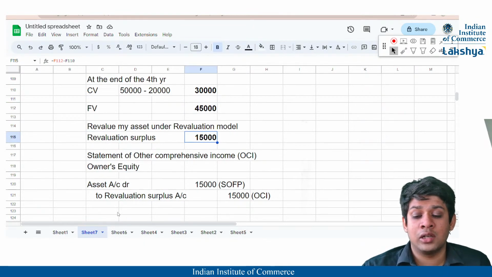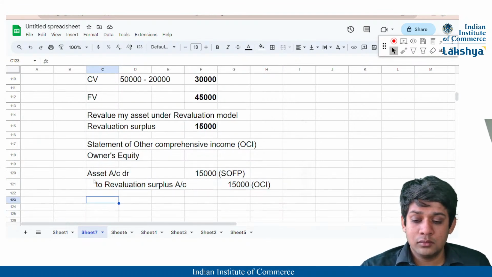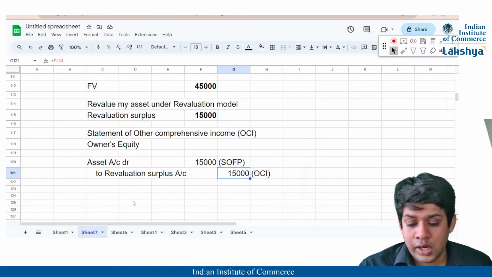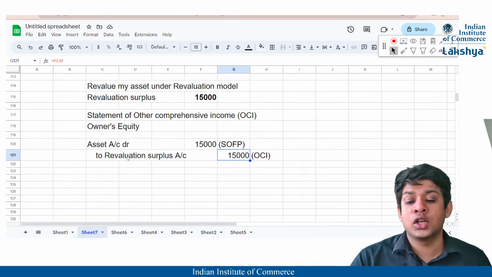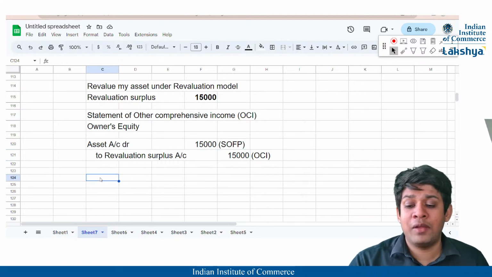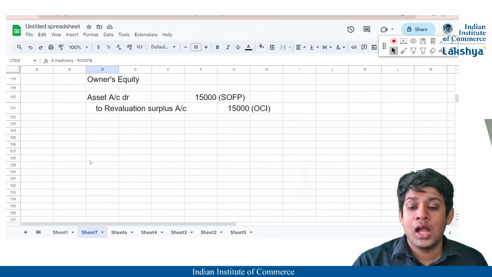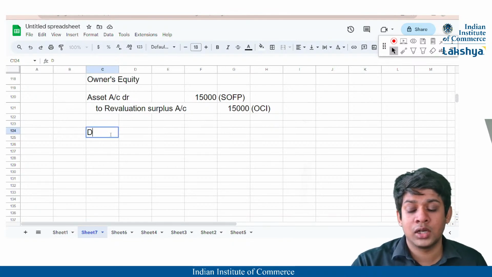So I will record the revaluation surplus as an income in my OCI, and I also pass the journal entry for the same. Okay. So it is stored in my other comprehensive income, 15,000, right? Now guys, it is stored in the other comprehensive income, 15,000. On a later date, maybe for the same machinery, firstly we will charge depreciation for the further years to come, correct?